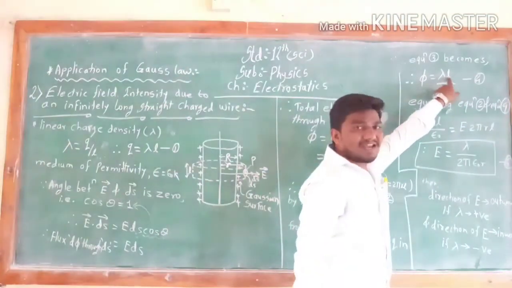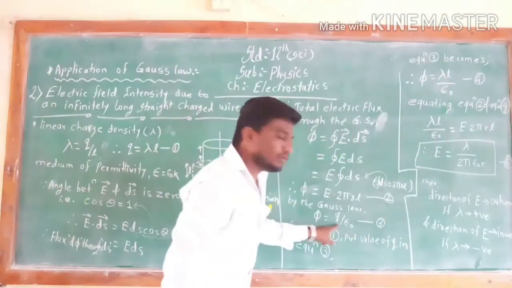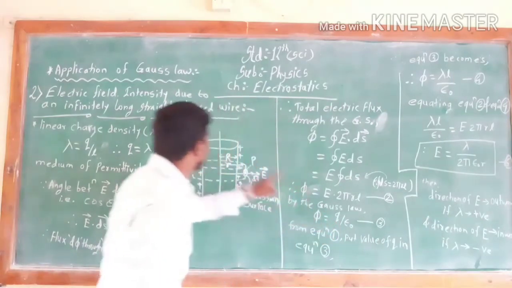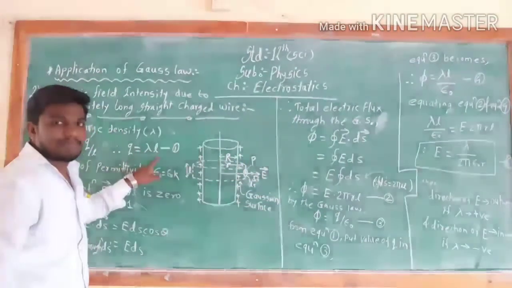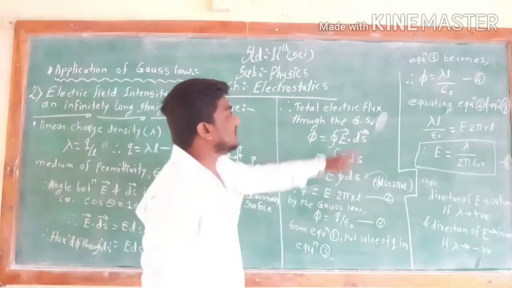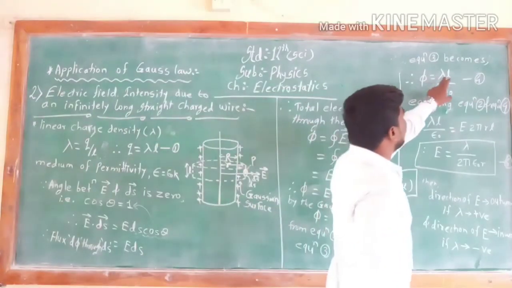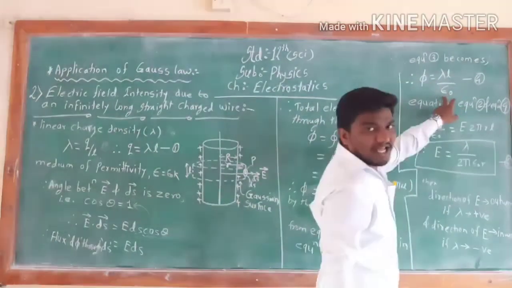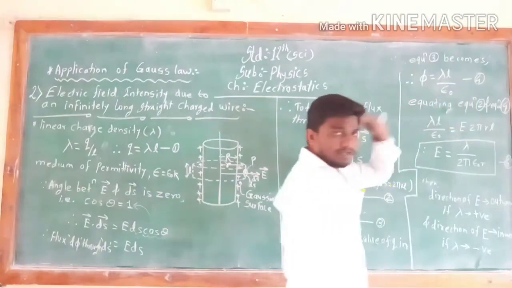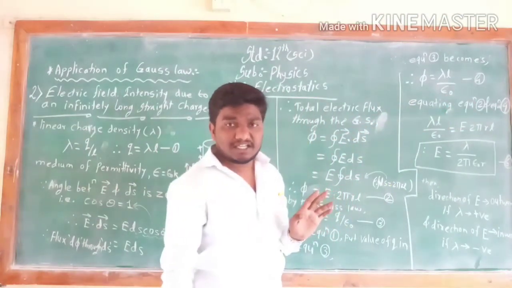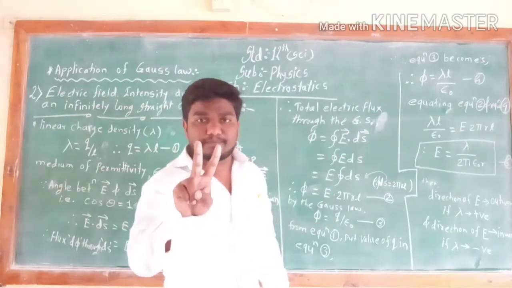What is lambda L? Lambda L is equal to Q, and we know that the value of Q is equal to lambda L. Therefore, equation number 3 becomes phi is equal to lambda L upon epsilon naught, equation number 4. Then we get two values of phi.